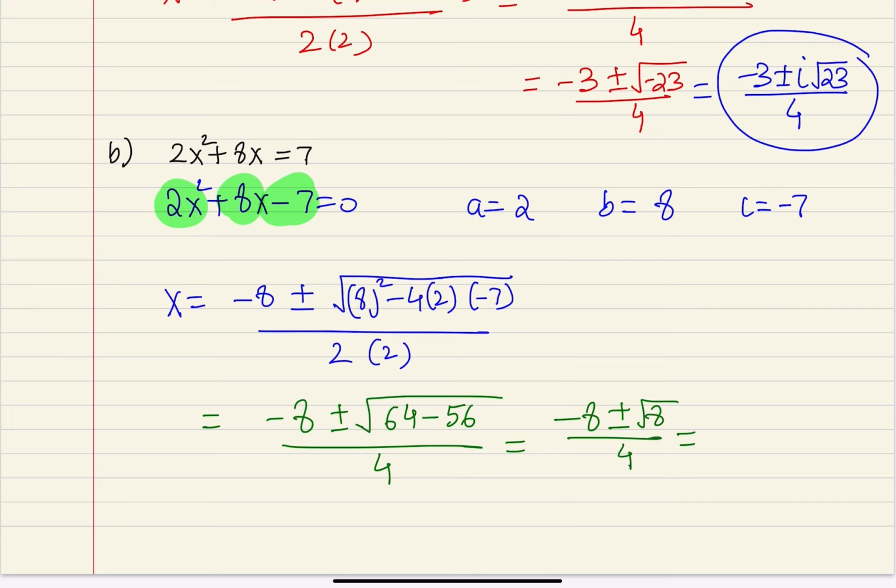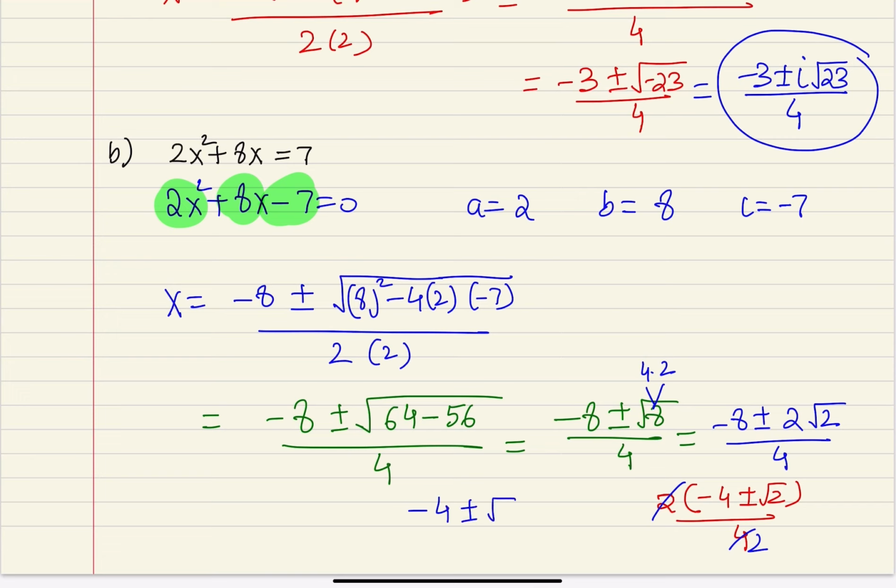A little bit further simplification is possible because 8 can be written as 4 times 2. I can go ahead and pull the square root of 4 out, which is 2, so negative 8 plus minus 2 root 2 divided by 4. At this point, I see there are some common factors between the numerator and denominator, so I'm going to factor 2 out from the numerator, and that leaves me with negative 4 plus minus root 2 divided by 4. Cancel the common factors between numerator and denominator, so we have negative 4 plus minus square root of 2 divided by 2. This is our final solution.